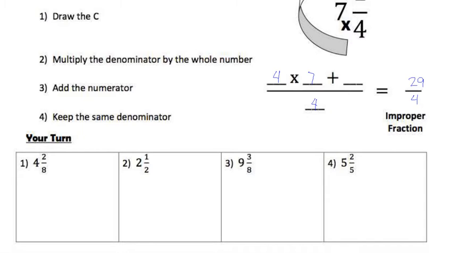So if we look at number 1, we do the magic C, and then we multiply on the bottom and we add on the top. 8 times 4 plus 2 all over 8. Now, you don't need to do this every time, but until you get good at it, I want you to practice it like this. So 8 times 4 is 32, plus 2 more gives me 34 over 8. And you don't need to simplify in this case. If you want to, you can. It's not wrong, but you don't need to.